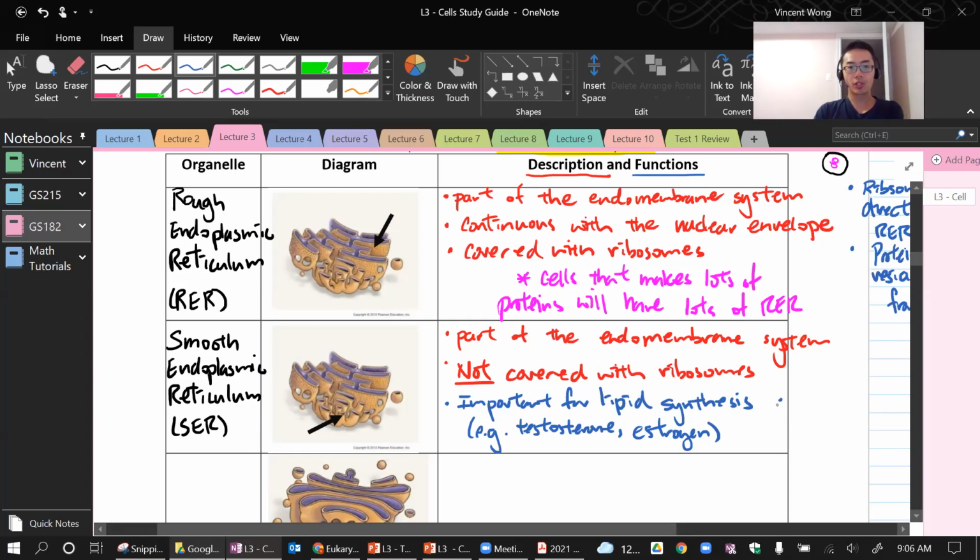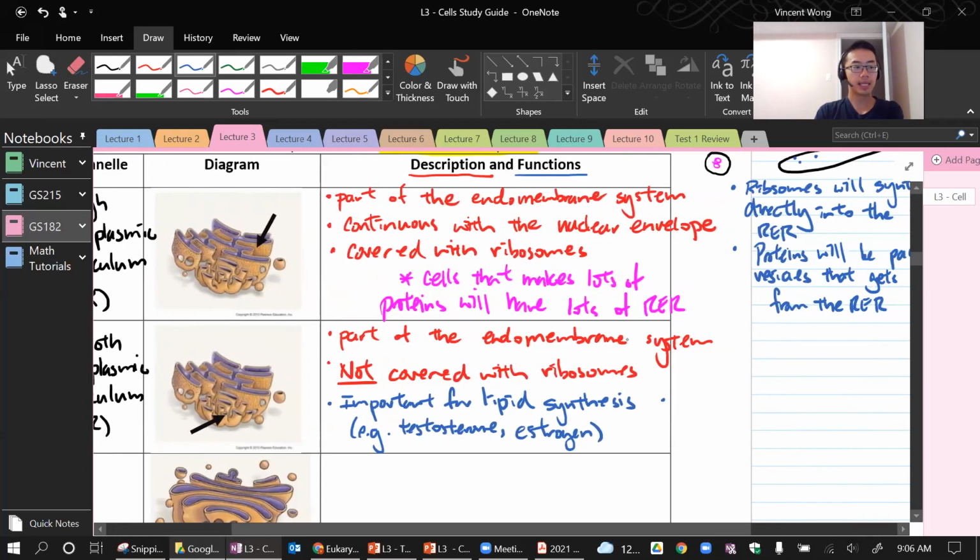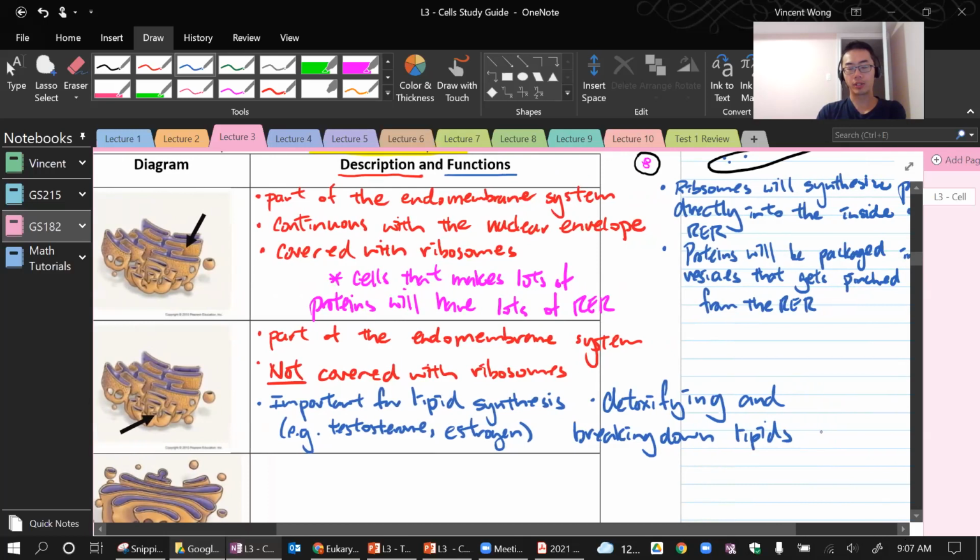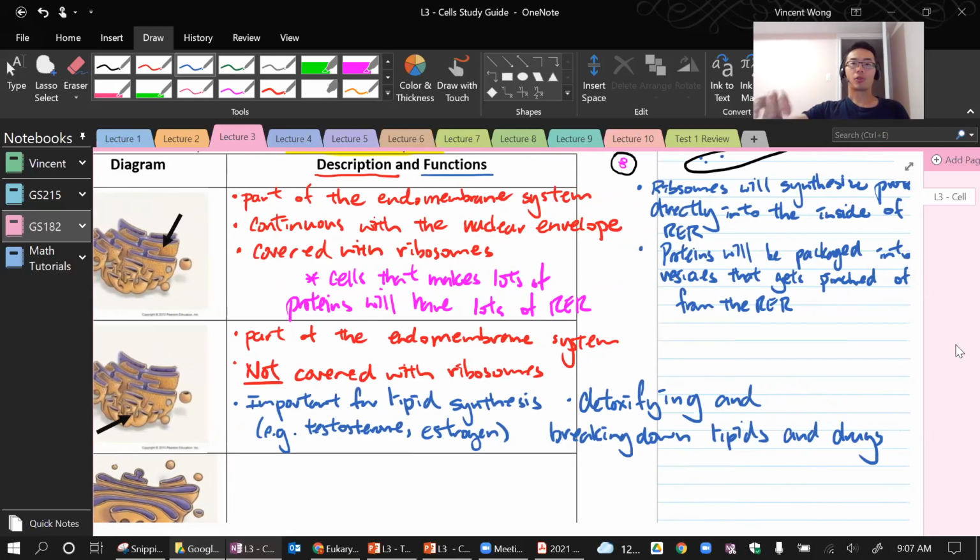In addition to making lipids, the smooth ER is also responsible for detoxifying and breaking down lipids. Some lipids we don't want to accumulate in the body, and drugs. So which organ is responsible for metabolizing drugs? Does anybody know?